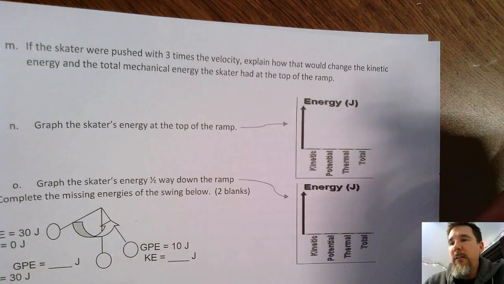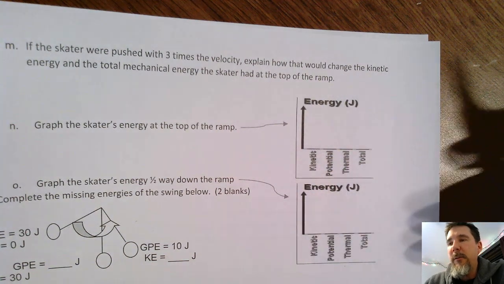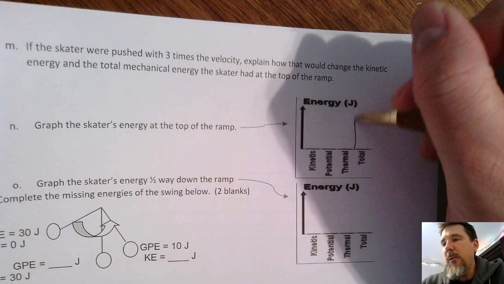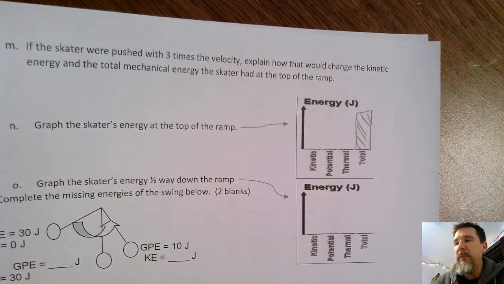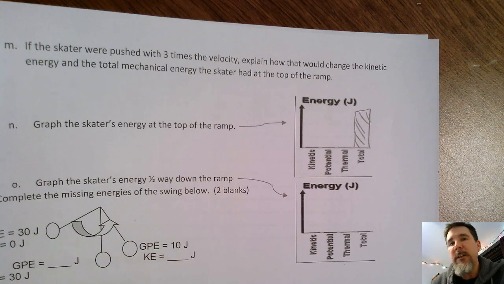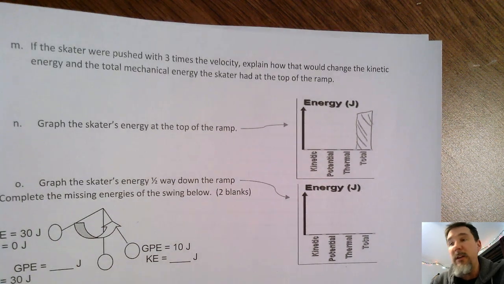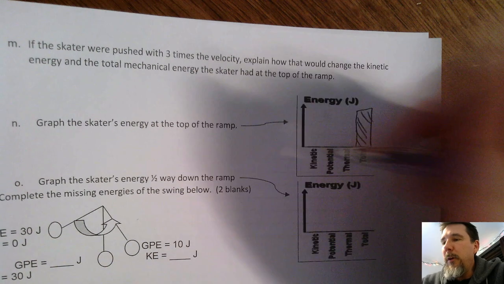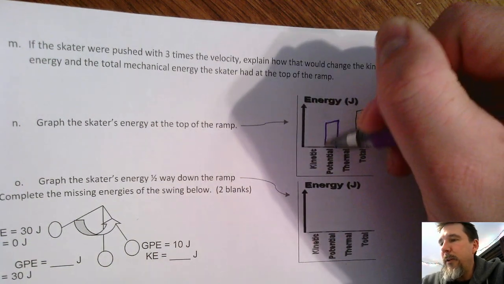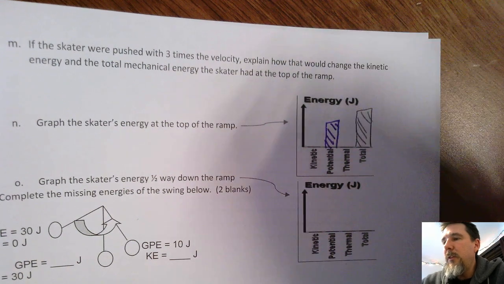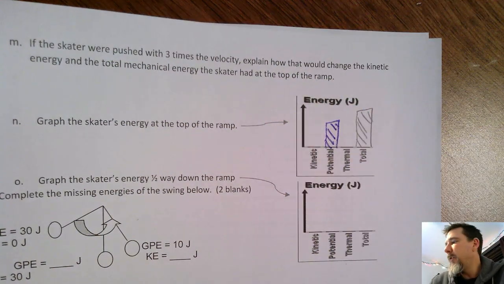Looking at N, the skater's energy at the top of the ramp. Let's just pick a total. It doesn't matter what it is. All right, that is very sloppy, so do as I say, not as I do. Maybe use a straight edge for yours. But we do know that she's got a lot of potential energy at the top, but it's not all potential. She does give herself a little bit of a boost.